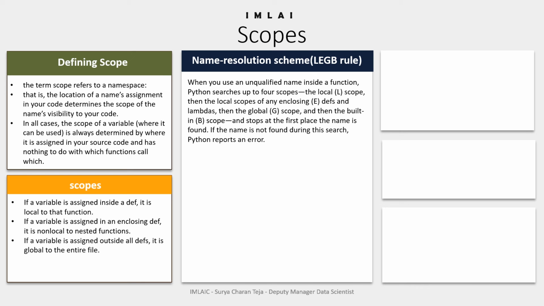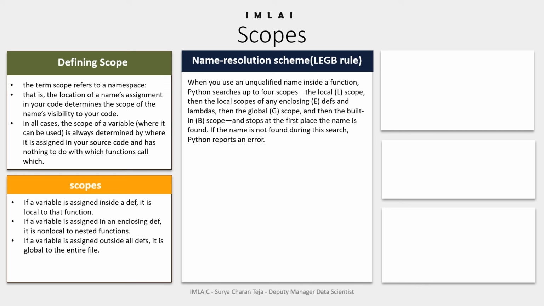Suppose you mention some variable name which is not assigned to any object. This is called an unqualified name. When you use this kind of unqualified name inside a function, Python searches up to four scopes. I hope you got what I'm speaking.